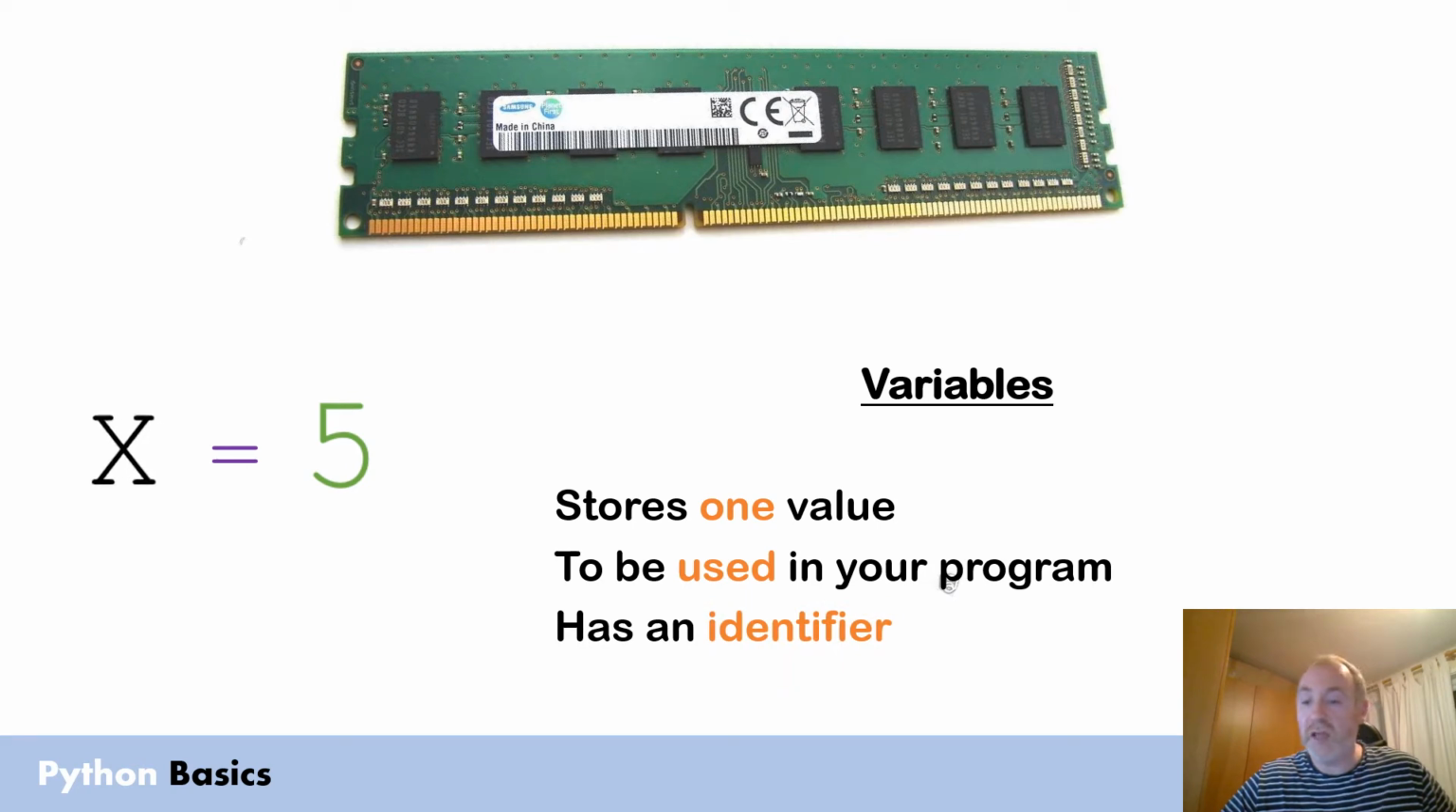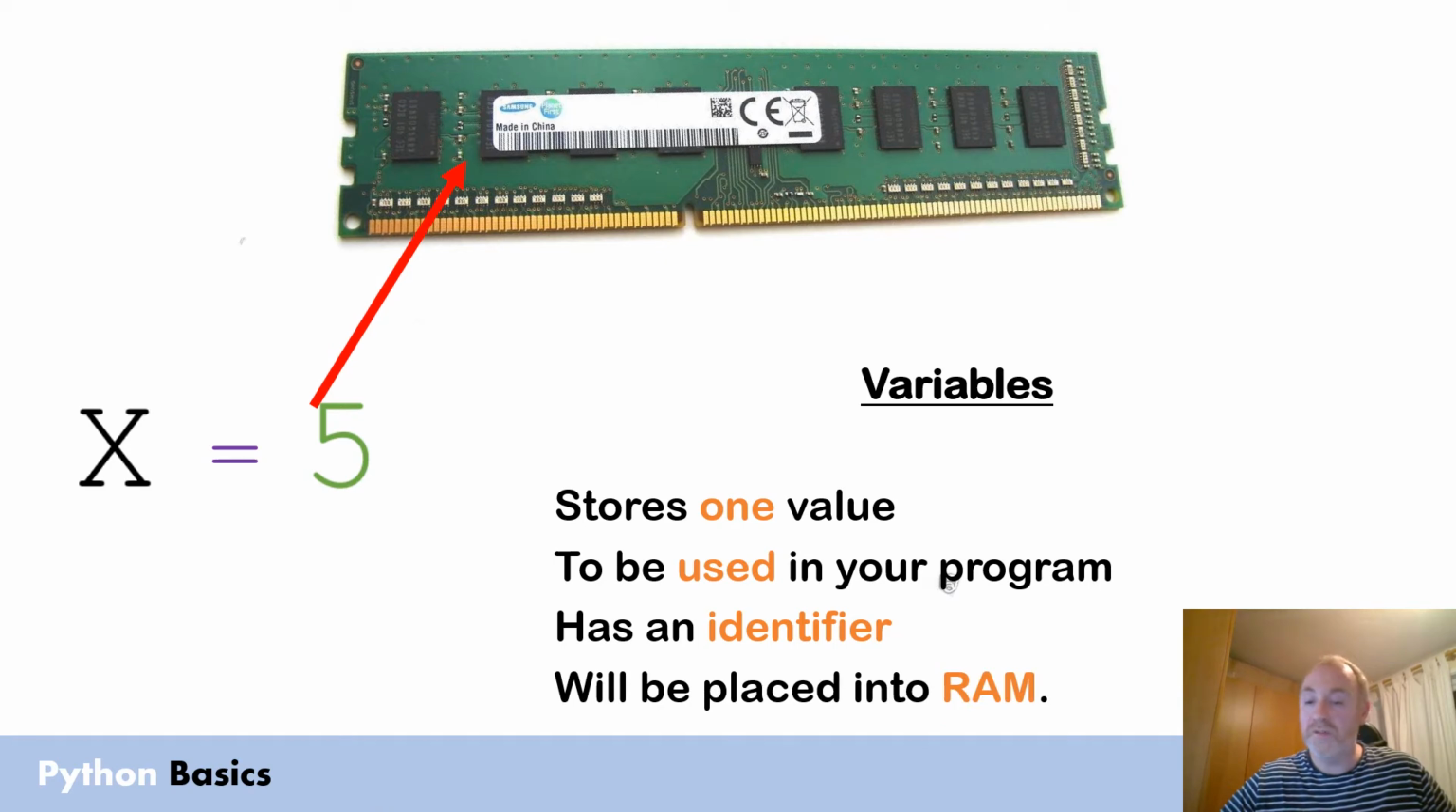A variable will have an identifier, which is another way of saying its name. The identifier in the program I have on the screen at the moment is x. Once a variable is created, it will be stored in RAM. So that will become the currently in use data, as explained on the previous slide.